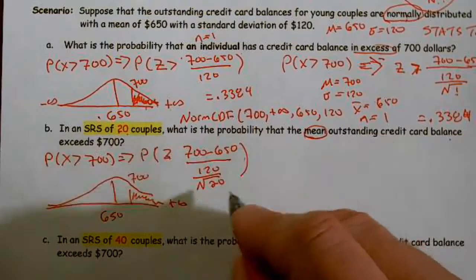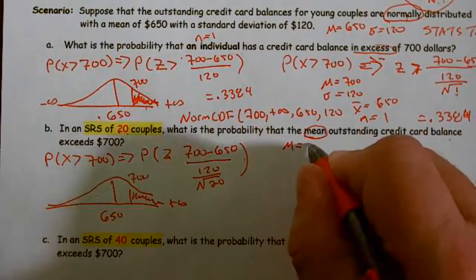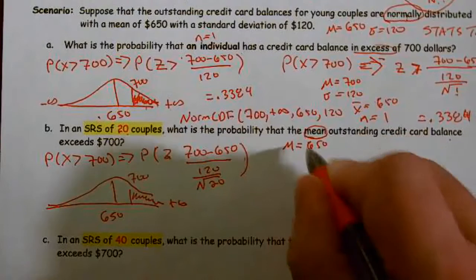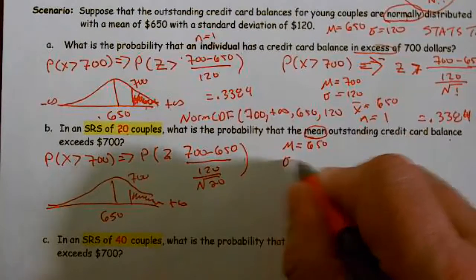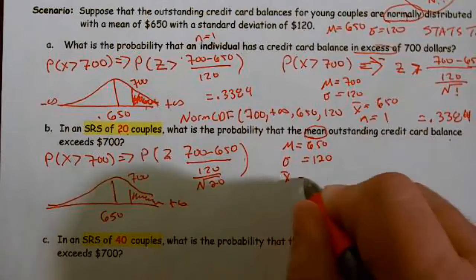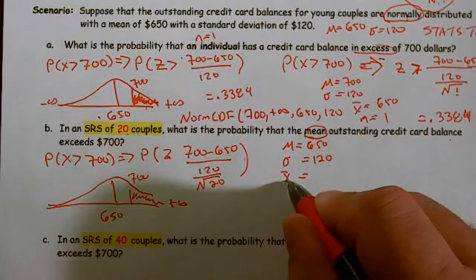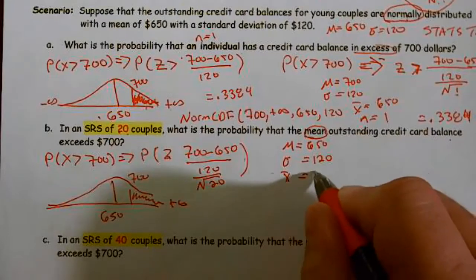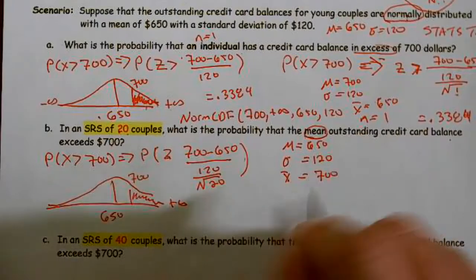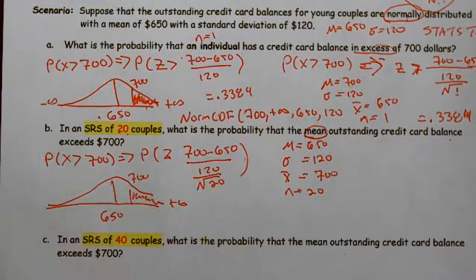So let's identify our components. Our mean is 650, the mean of the population. The standard deviation of the population is 120. The sample average, or the sample mean, is 700. And then n is 20. So here we go.